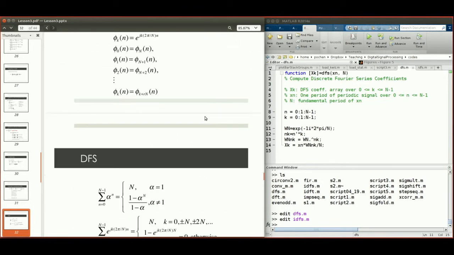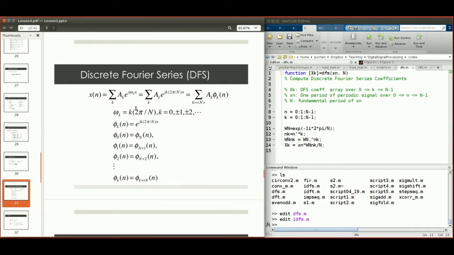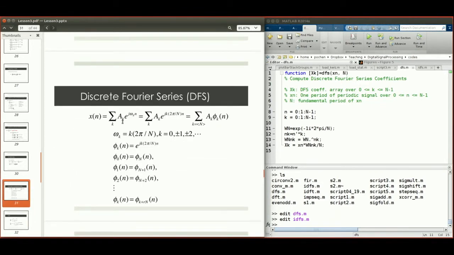Now let's look at how we can determine ak, right? I gave you a formula, but once we have picked an omega k for this kind of representation, how do we specify ak, the coefficients? How can we compute ak, right? The coefficients.